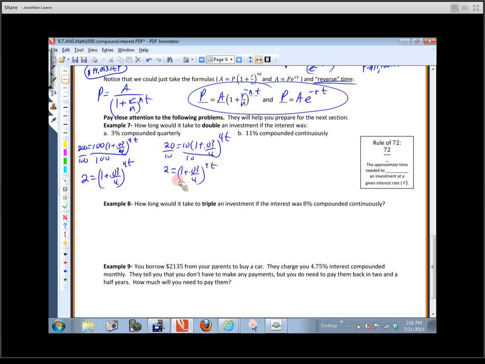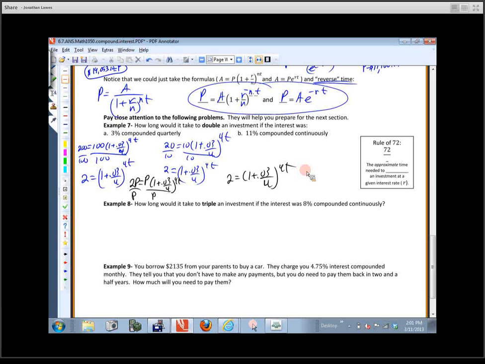Yes. So it didn't matter if you started out with 10 and changed it to 20, started out with 100, changed to 200. In fact, you could do this. What if I started out with p? How much would be in there if I doubled it? 2p. And then it's going to be 1 plus 0.03 divided by 4 raised to the 4 times t. If I divide both sides, I end up with 2 equals 1 plus 0.03 over 4 raised to the 4 times t.